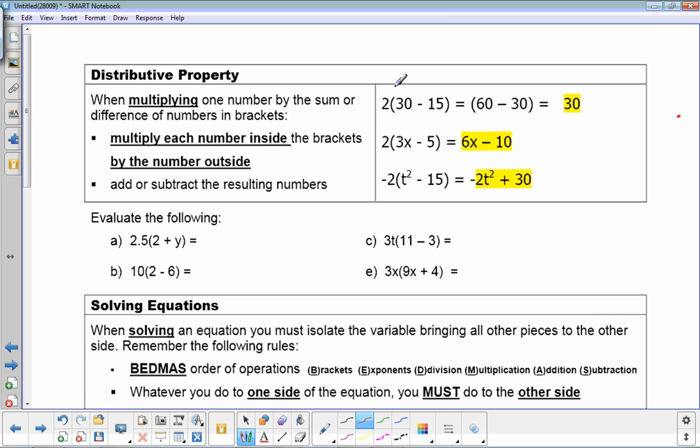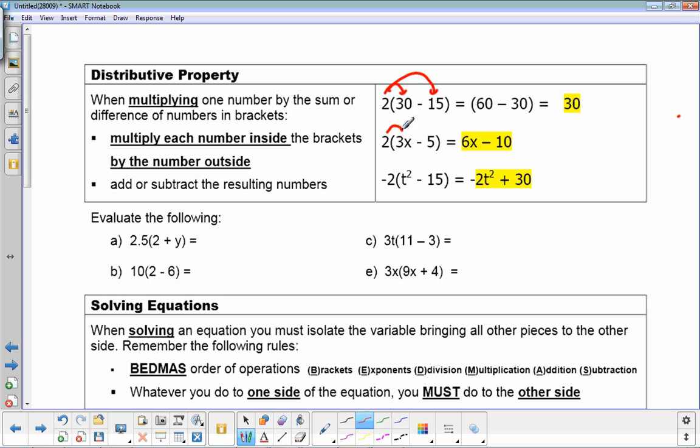And all you do is multiply the numbers inside by the number outside. You do it individually. So for example, in this case, I've got 2 times (30 minus 15) in brackets. I take the 2, and I multiply it times each of the numbers inside. So 2 times 30 is 60. 2 times negative 15 is negative 30. And then you evaluate the inside, and you end up with 30.